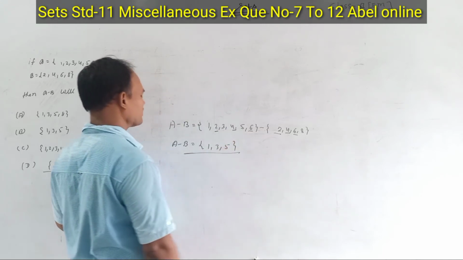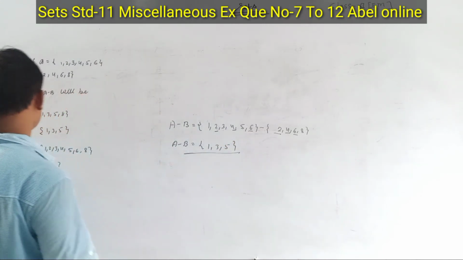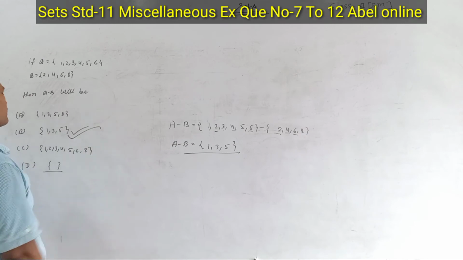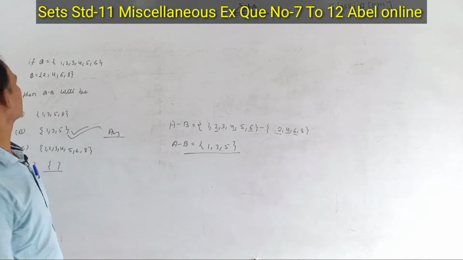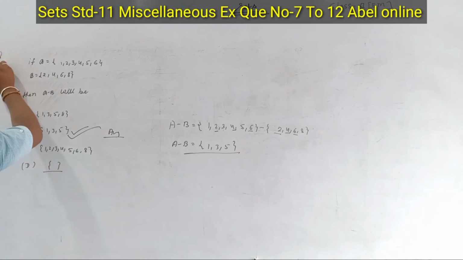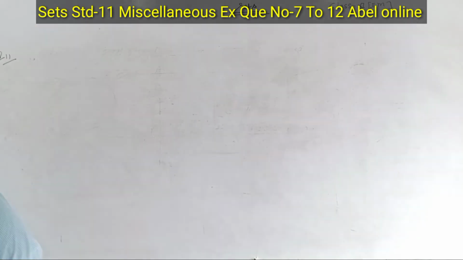So is there any answer? A minus B equals 1 3 5. It is your second option, so your answer is B. Okay, this was question number 11. Now we are on question number 12.